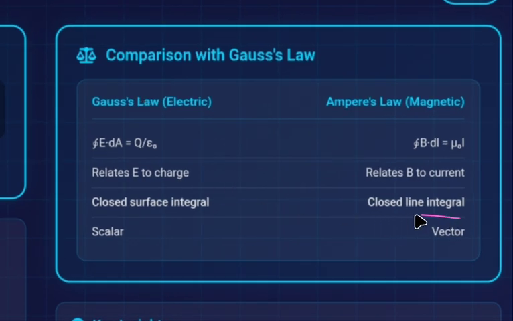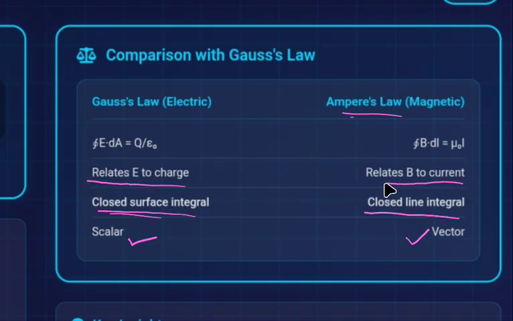It is a closed line integral in Ampere's law, and in Gauss law it is a closed surface integral. Gauss law is a scalar quantity, Ampere law is a vector quantity. It relates E to the charge, it relates B to the current. So it is a closed surface integral, E dot dA is equal to Q by epsilon naught. This is line integral, B dot dl is equal to mu naught I. That is the difference between Gauss law and Ampere's law.